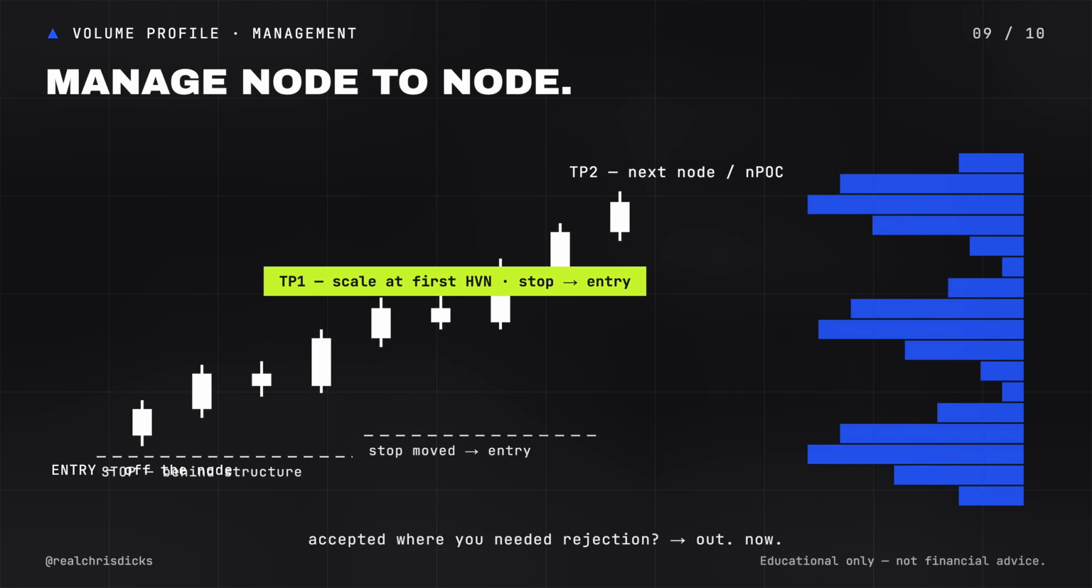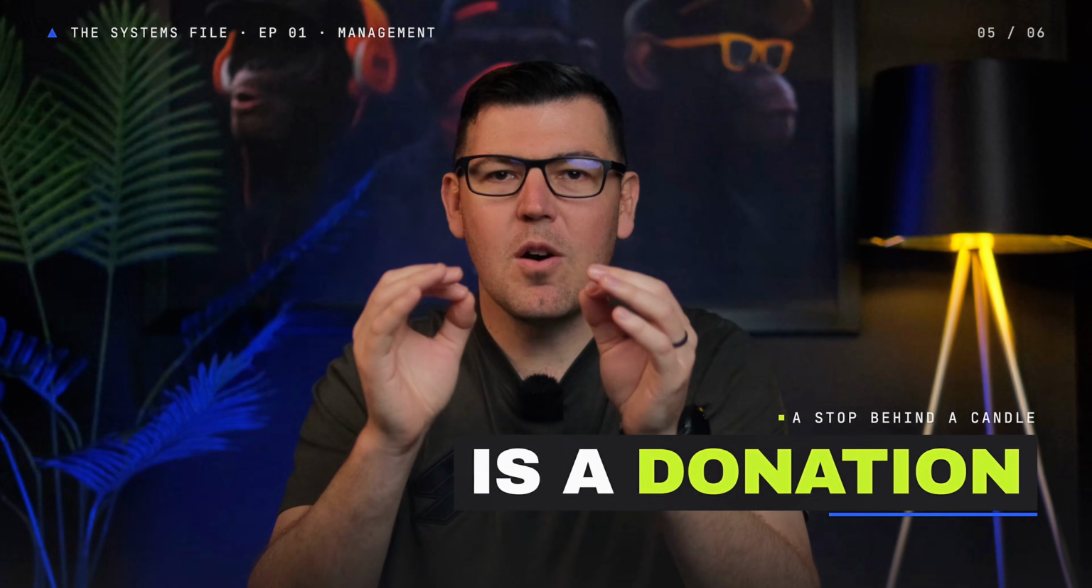1. Stops live behind structure, behind nodes, never behind candles. A stop behind a candle is a donation. 2. Targets are nodes, period. You don't hold through a high volume node hoping price stalls at fat volume. That's its job. First high volume node, take a piece off, move stops to entry, runner goes to the next node or the naked POC.